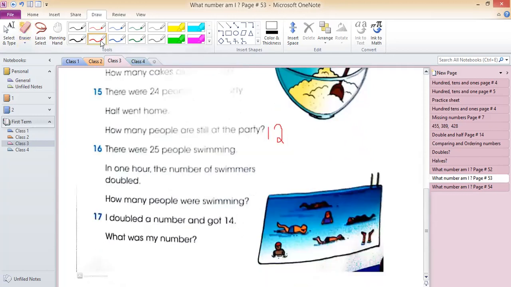I'm going to read questions 16 and 17 first, guys. First I will explain, then we will write it in our notebook. There were 25 people swimming in 1 hour, but the number of swimmers doubled. In that hour, the number of swimmers is doubled now. How many people were swimming? So guys, tell me your answers. How many people were swimming?